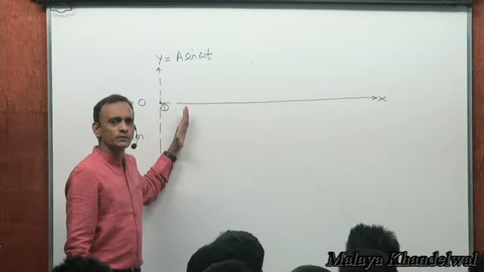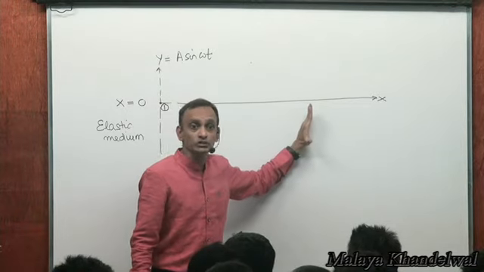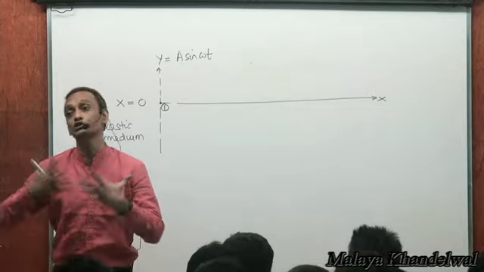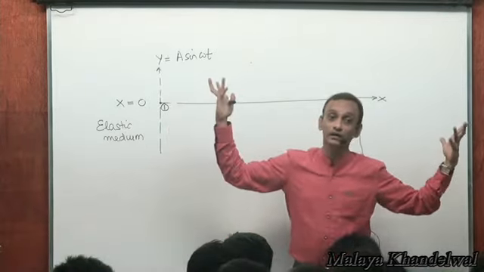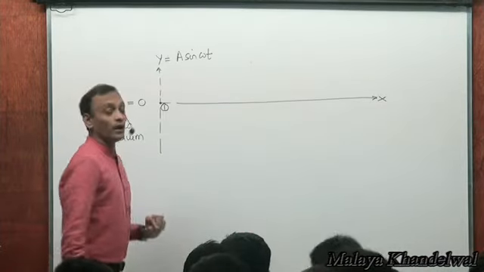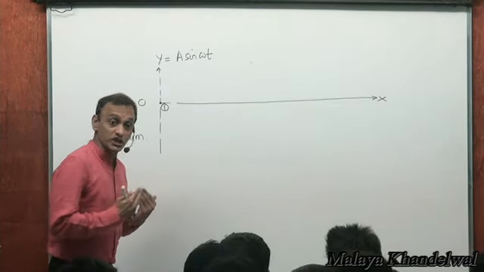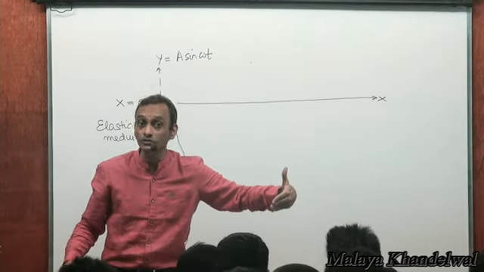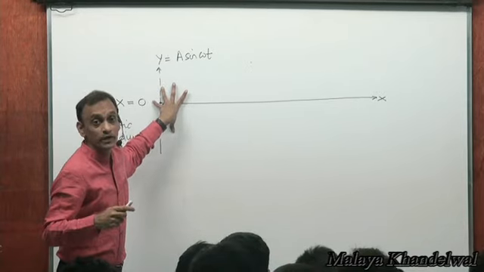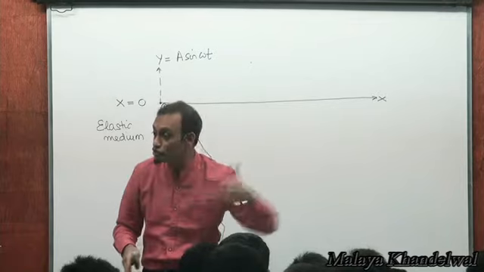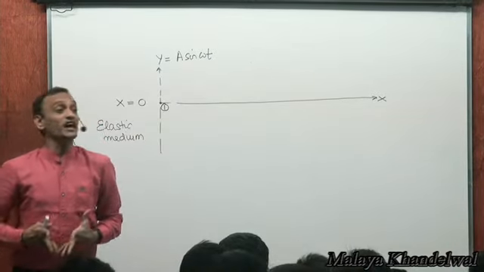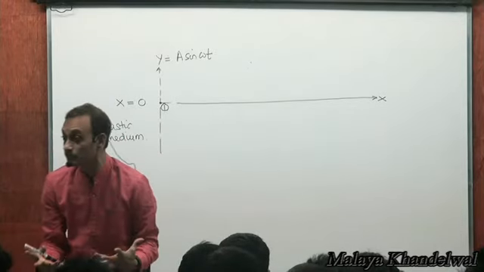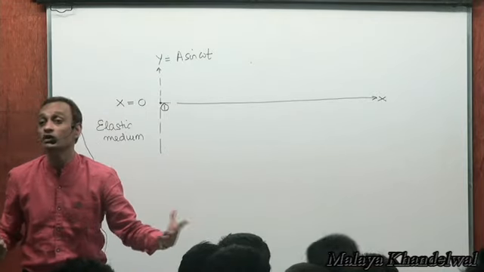And this disturbance progressively moves along the x direction, inciting one particle after the other to execute simple harmonic motion of amplitude a and angular frequency omega. Therefore, it's essentially a disturbance propagating in the x direction, in which only one part of the medium is disturbed and other portions of the medium respond because of the traversal of the disturbance. Now, this disturbance has a velocity with which it travels through the medium, and that velocity is called wave velocity.